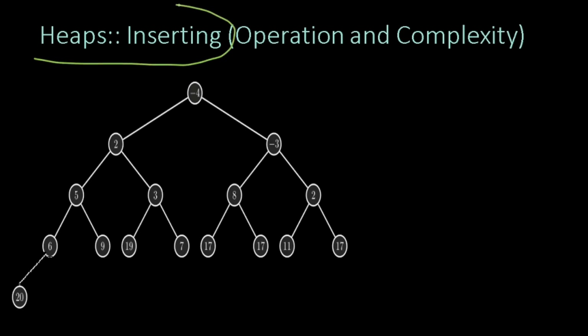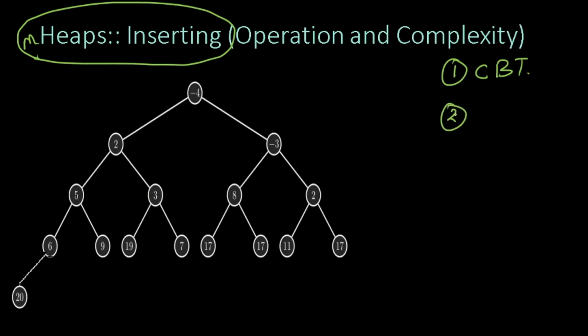So let us try and understand how we can insert into a heap, a min heap. But before that, let's jot down both the properties of this min heap. First, it is a complete binary tree. It is complete at all levels except the last level. So the last level is filled left to right. So it's a complete binary tree.